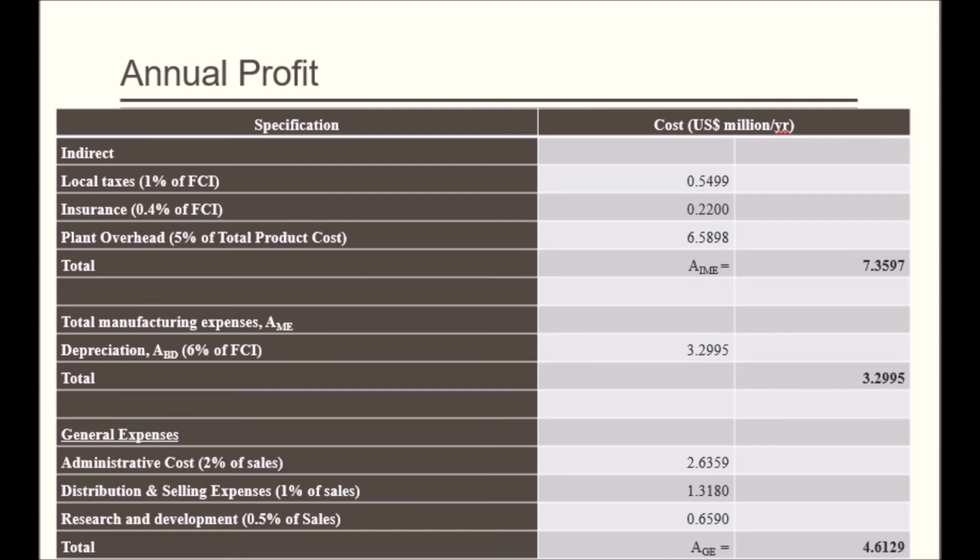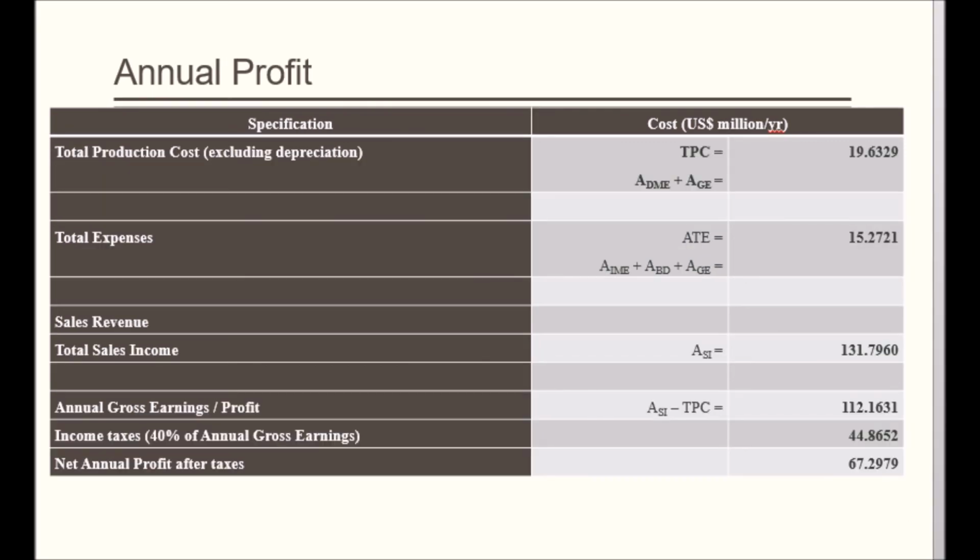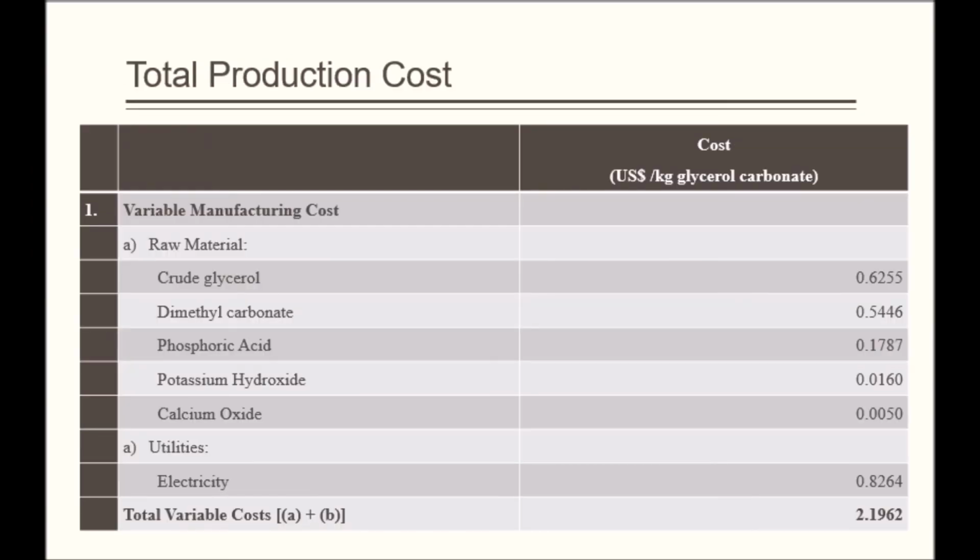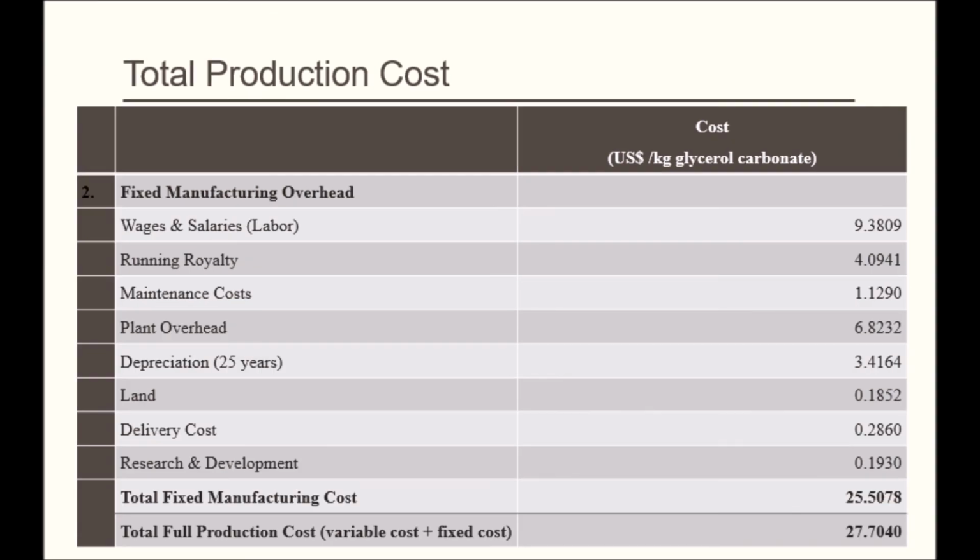The general expenses include the administrative costs, distribution and selling expenses, and costs for research and development. The total of the general expenses is calculated as 4.6 millions. As a result, the annual gross earnings will be 112 millions by deducting all the expenses from sales revenue. However, by further deduction of the income taxes, the net annual profit is approximately 67.3 millions. This table shows the total production cost by summing up all the variable manufacturing costs and fixed manufacturing costs. Based on the calculation, the total full production cost is about 27.7 millions per 1 kilogram of glycerol carbonate produced.